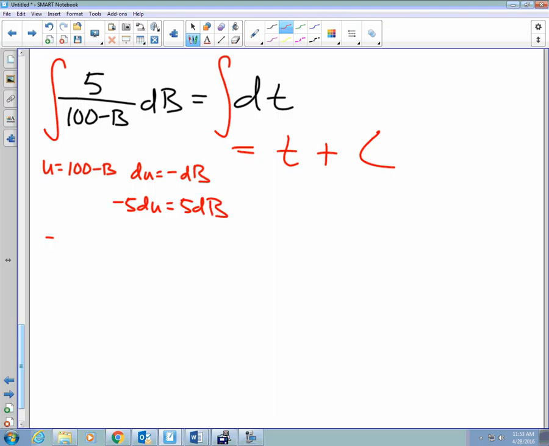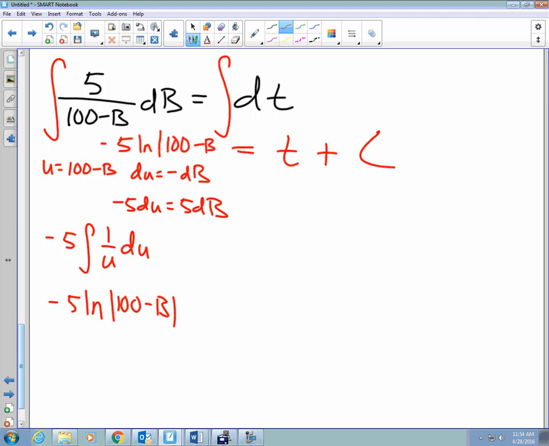So I have negative 5 times the integral of 1 over u du. What's the antiderivative of 1 over u? Natural log. So negative 5 natural log, and this is where you can insert your absolute value signs, of 100 minus b. That's the antiderivative. That's my equation using c. What should I now do?